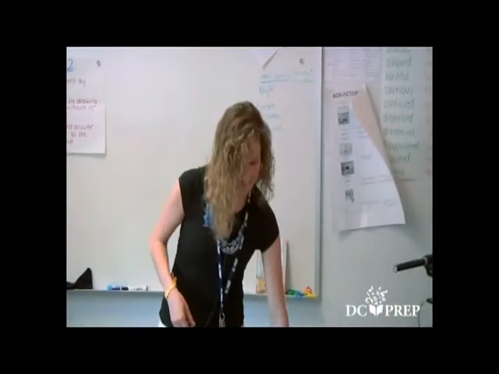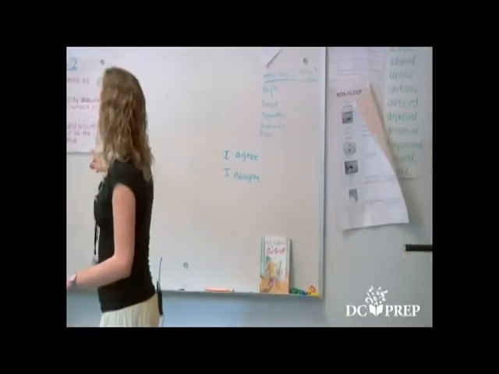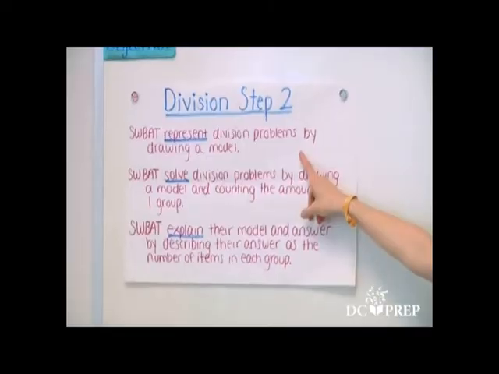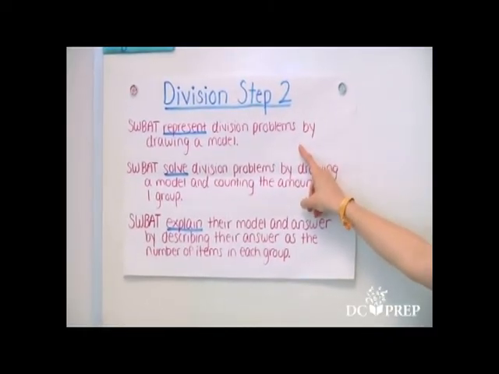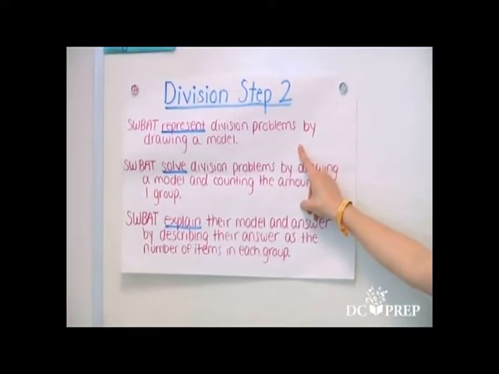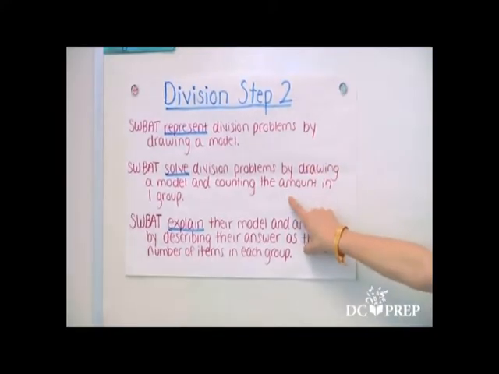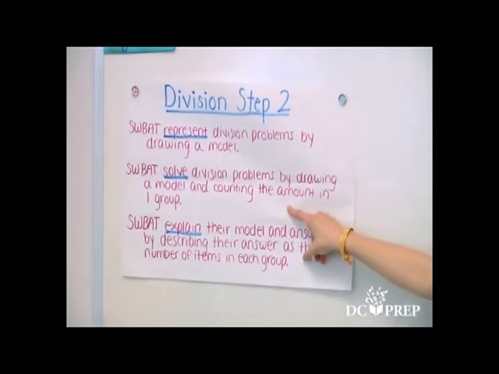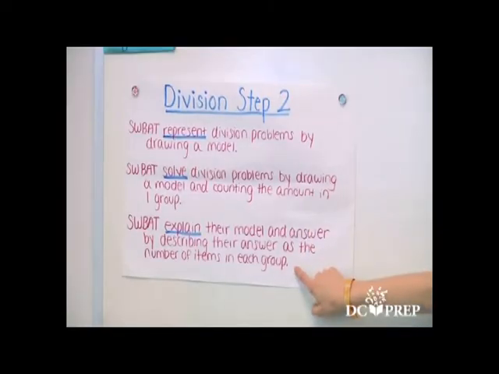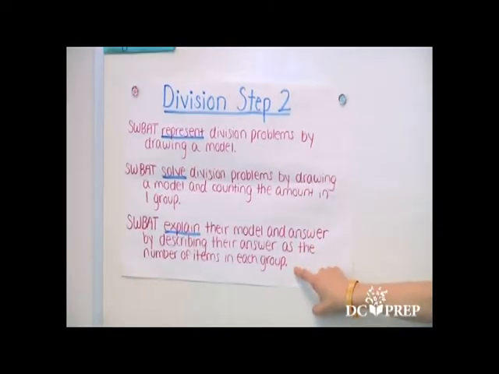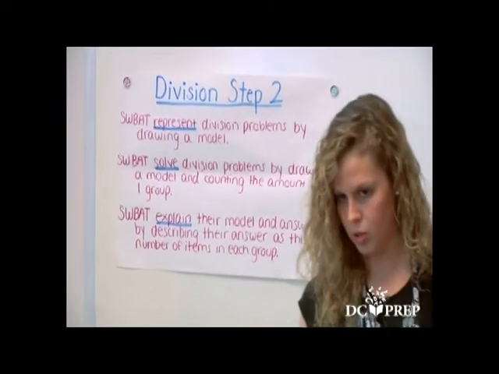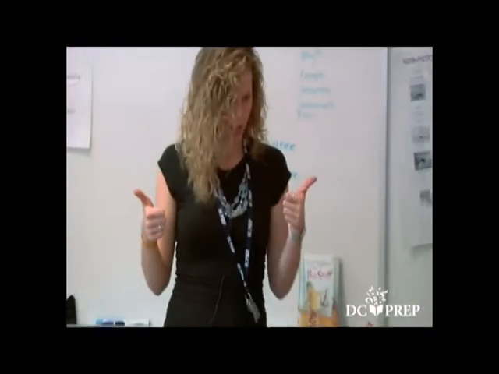Thanks for joining us. All right, let's see if we accomplished our goals. Let's look up here. Are we able to represent division problems by drawing a model? Yes. Give yourself a thumbs up and a pat on the back. Are we able to solve division problems by drawing a model and counting the amount in one group? Yes. Were you able to explain your model and your answer by describing your answer as the number of items in each group? Yes. Give yourself a double thumbs up.